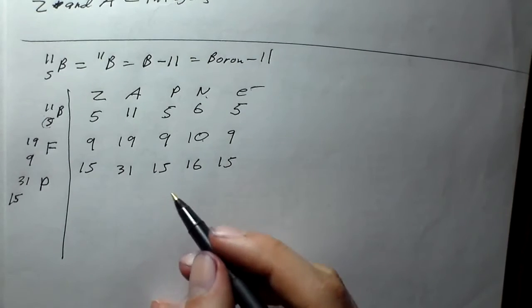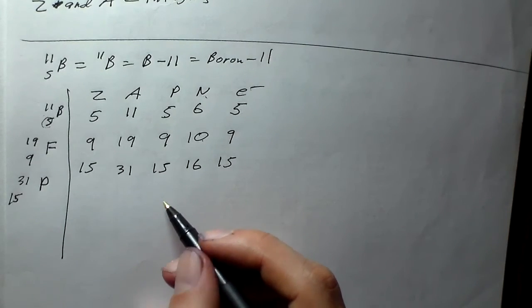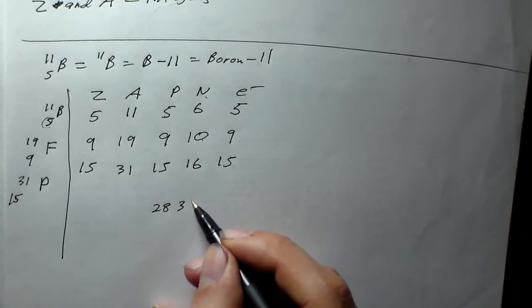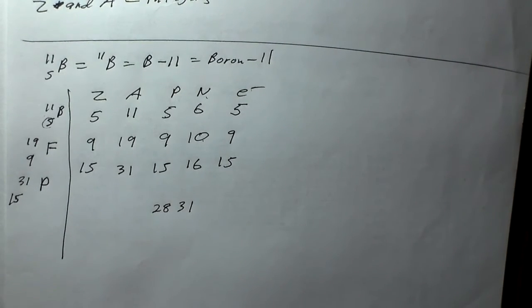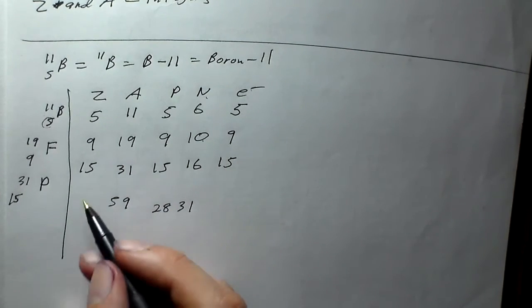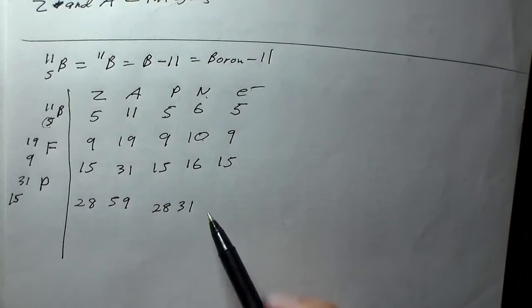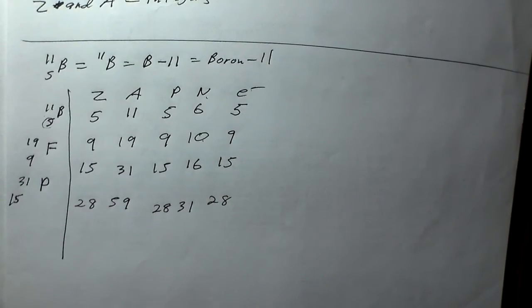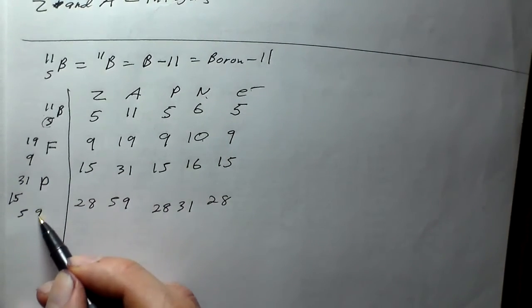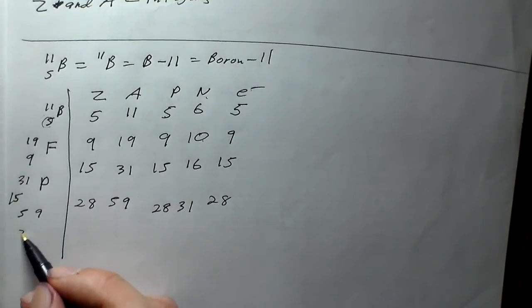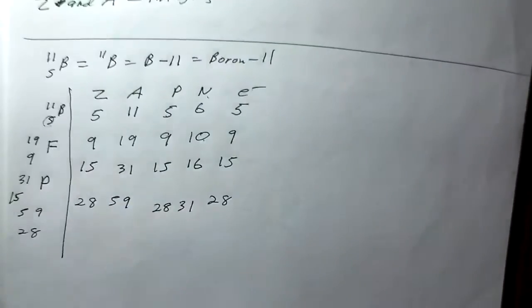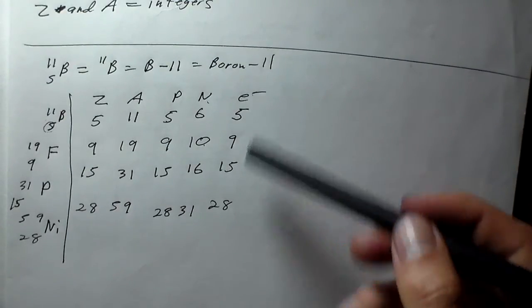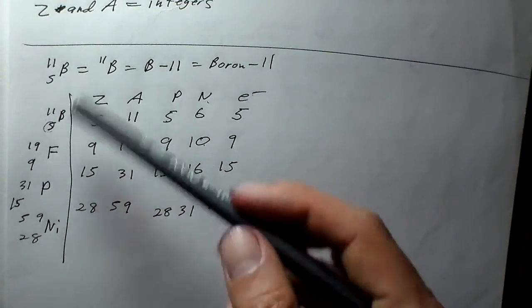And one little final example here, let's say I have 28 protons and 31 neutrons. Well, 28 plus 31 is going to be 59. My Z is also going to be 28. Again, since we're neutral, that's also going to be 28 for my number of electrons. So that's going to be 59, 28. And which element is 28? That's nickel.